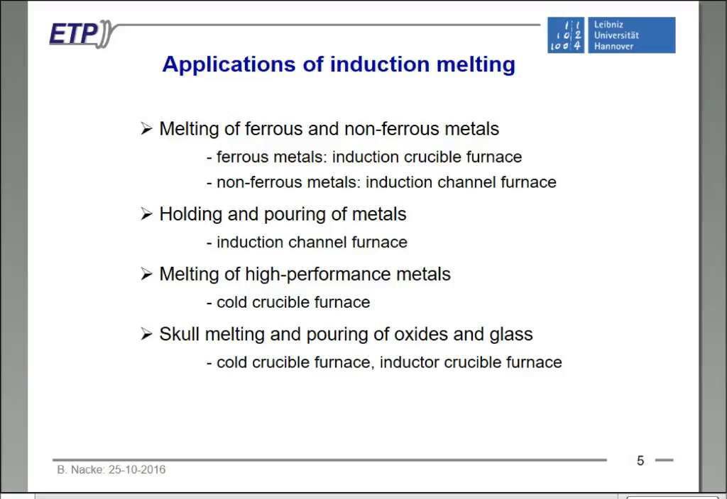If we talk about holding and pouring of metals, then we typically use an induction channel furnace, because we can realize a big storage with low power, which is all we need. If we are talking about melting of high performance metals, we come to the cold crucible furnace, which I will explain a little bit later. And for special applications, skull melting of oxides and glasses, we also use a kind of cold crucible furnace, but also a kind of inductor crucible furnace, which I will also explain later.